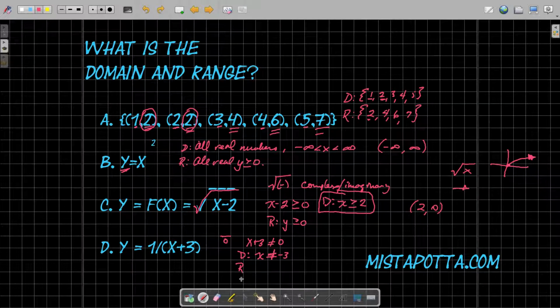Now for my range, the problem that I have whenever I'm dividing, if I take a look at my parent function for 1 over x, my graph actually ends up looking something like this for the first quadrant, and then a graph in the third quadrant. But what I notice for my y values is that my y value can never be 0. I can get as close as I want to 0, but I can't actually do a division of any variable down here and ever have this be equal to 0. That's never going to work out. And so my range is going to be that y is not equal to 0.